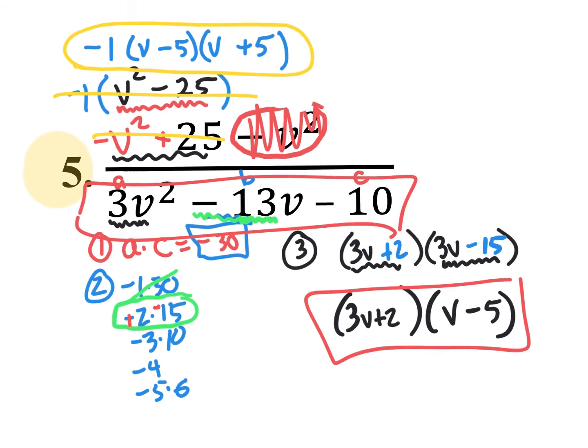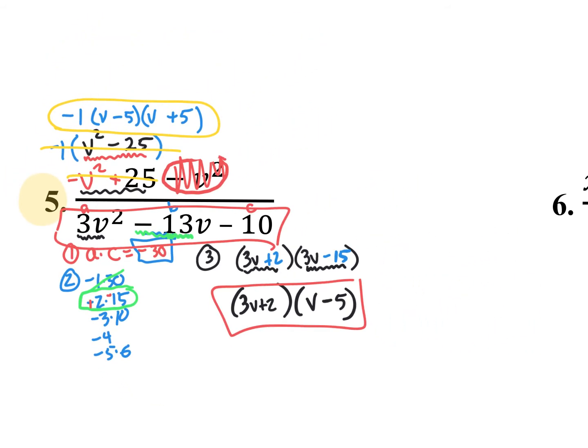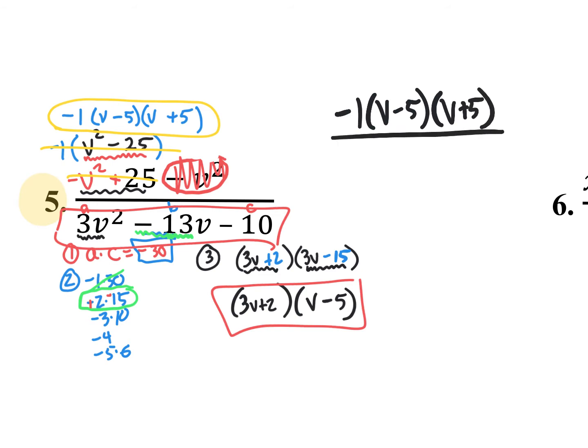So it's kind of ugly right now. Let me rewrite everything. I'm going to rewrite it, the negative 1, parenthesis, v minus 5, close parenthesis, open parenthesis, v plus 5, close parenthesis, over the 3v plus 2 times v minus 5, okay? So this is what we have so far. Let's now cancel, since we already factored and it's all pure multiplication, let's cancel anything possible, which will be the v minus 5 up here with that v minus 5 down there. And what else cancels? Nothing. So that's your answer, right?